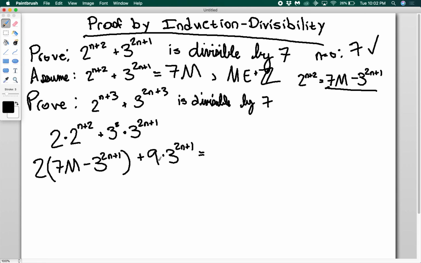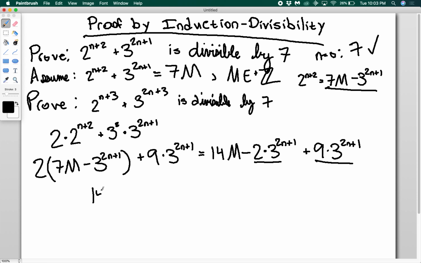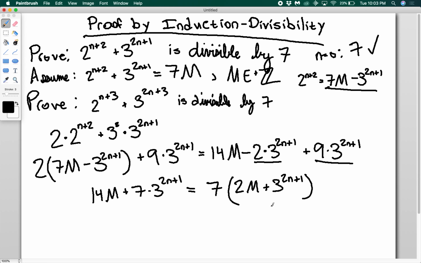Once I'm here, I'm going to distribute my 2, so I have 14 times an arbitrary integer, minus 2 times 3 to the 2n plus 1, plus 9 times 3 to the 2n plus 1. I can combine like terms here, so I get 14m plus 7 times 3 to the 2n plus 1, and I'm going to rewrite this as 7 times (2m plus 3 to the 2n plus 1). Now if I divide this by 7, it just cancels out my 7. So is this an integer? Because that's our condition, it has to be an integer.